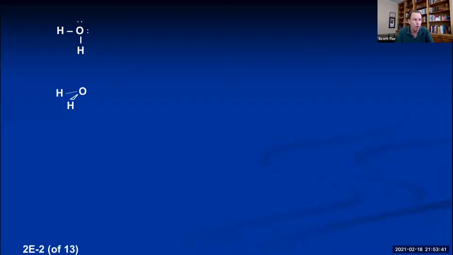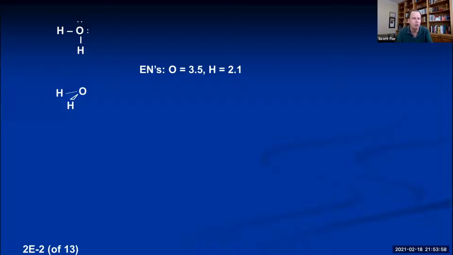Once you have the shape drawn correctly, now we have to determine if the bonds are polar or not. And this is where you're going to have to look up the electronegativities for oxygen and hydrogen. They're found on our class website on handout 8. And if you look those up, oxygen's electronegativity is 3.5, hydrogen's is 2.1.